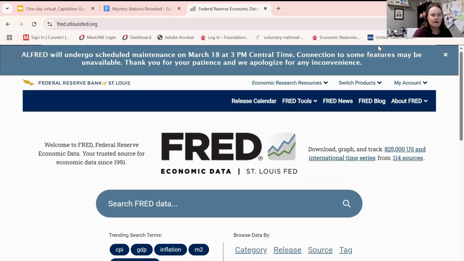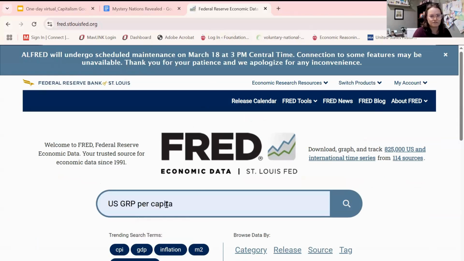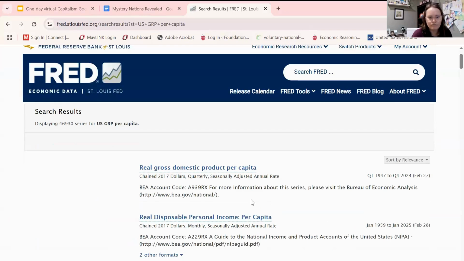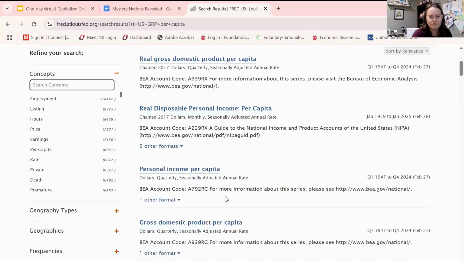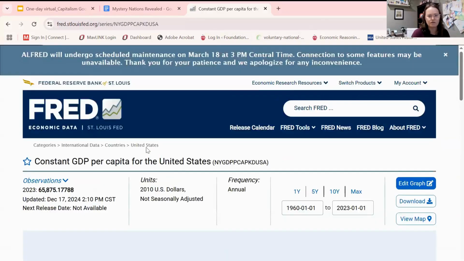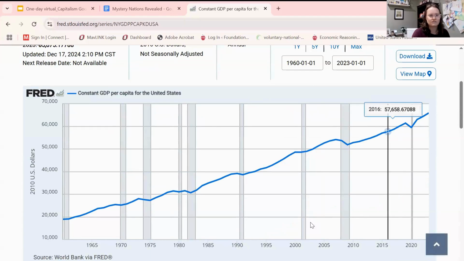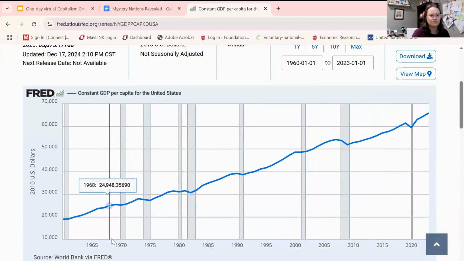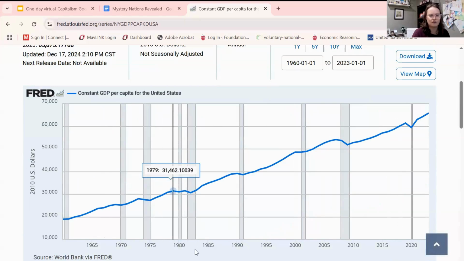You won't need those. So I would look at US real GDP per capita. I look for this all the time. Real gross domestic, constant GDP per capita. So you should have something that looks like this. Do you see how, as I'm hovering over it, it tells you what they are?